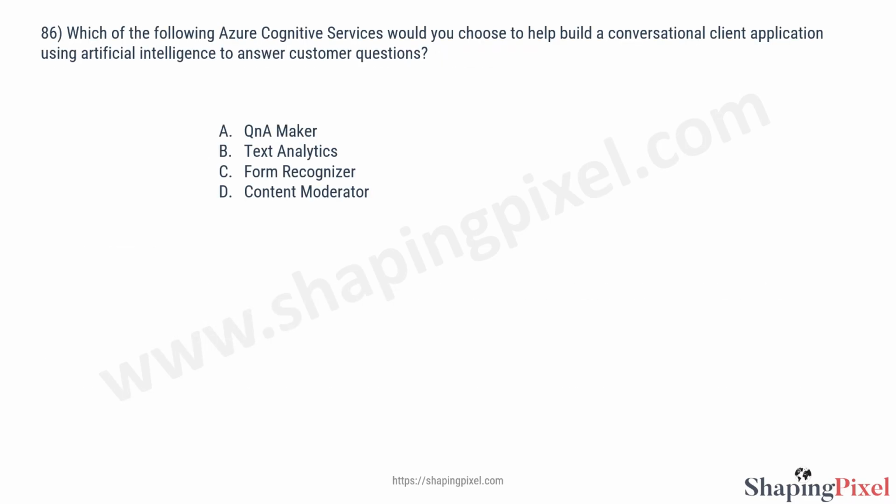Question number 86. Which of the following Azure Cognitive Services would you choose to help build a conversational client application using artificial intelligence to answer customer questions? And we have the following four options: Q&A Maker, Text Analytics, Form Recognizer, Content Moderator. So the right answer here is option A, Q&A Maker.